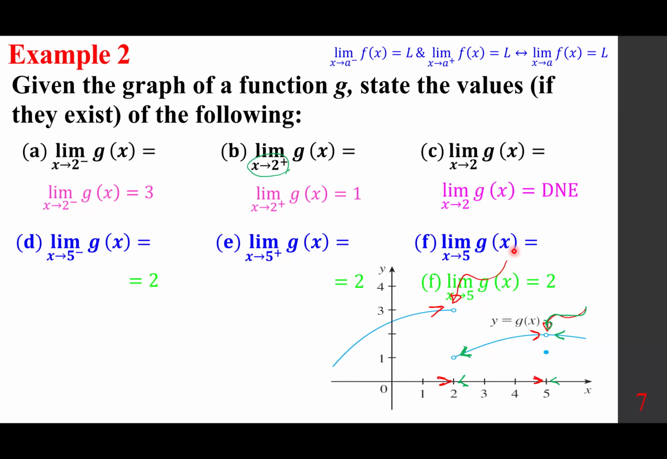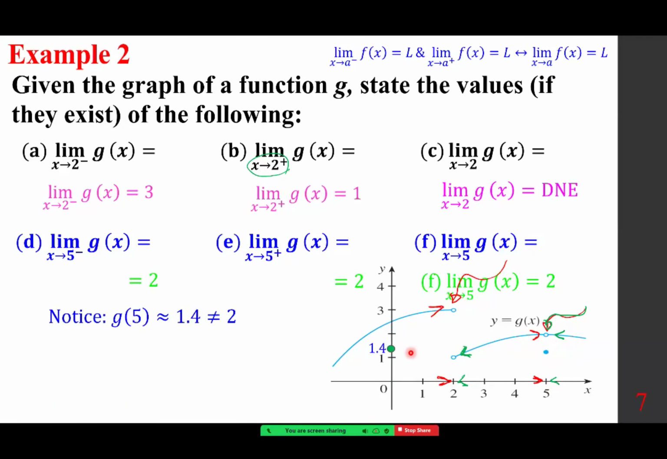What I want you to notice is the following. If this point has coordinates, the y coordinate 1.4, what does it mean? g of 5. Notice we have a solid point here. g of 5 is almost 1.4, which is not equal to 2. That means it is discontinuous. The function is discontinuous at x equals 2 as well as x equals 5.